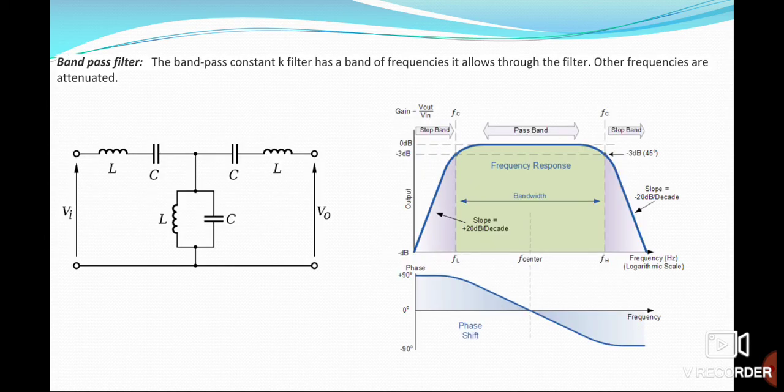Next one is the band pass filter. As the name suggests, it will pass only a band of selected frequencies through it and will reject the passage of other frequency ranges. That is, the pass band constant K filter has a band of frequencies that it allows through, and other frequencies are attenuated. In the given graph we can see that it allows the passage of a certain range of frequencies, represented by the shaded green portion, which we call the pass band.